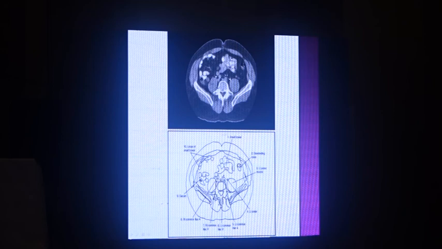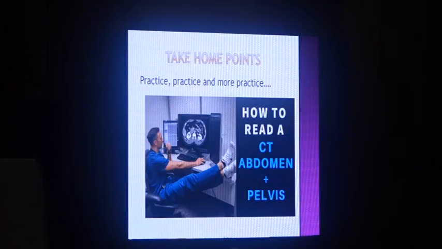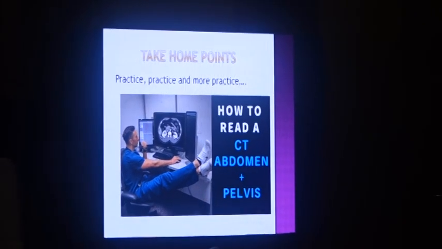So this was all about how to identify the organ, which is very important. As a clinician, basically we are not radiologists, but we should try to identify the organs, and we can correlate with pathology. So this was an introductory presentation on CT scan of the abdomen. Thank you very much. And the take home point is always practice and more practice.